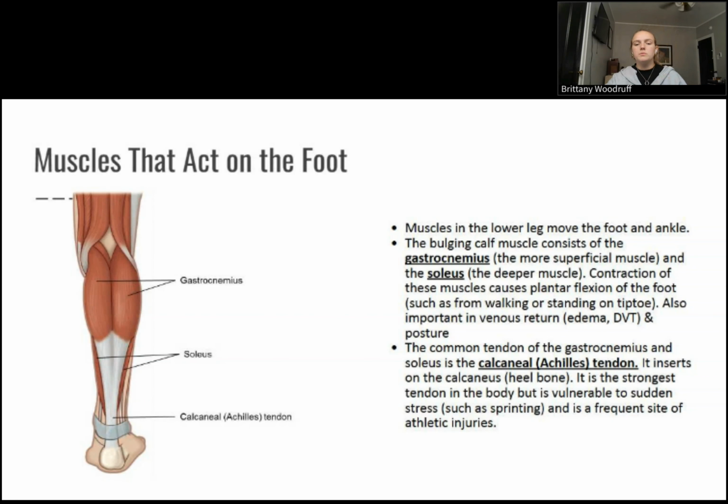Now they both contribute to the same motion, but the way that they do it, basically, they both attach to this tendon called your calcaneal or Achilles tendon. And if you don't know the Greek myth, I'm going to tell you.